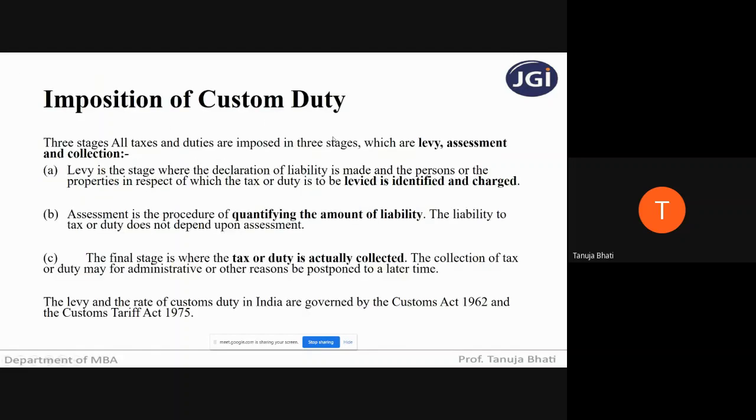Imposition of customs duty. Now, when should we impose the customs duty? This is very important, students. Suppose I am an importer importing goods from the US. When I place the order, should customs duty be imposed? Or is it imposed when the order is in transit from the US to India, or once it reaches the customs port? Let us see how the imposition of customs duty takes place.